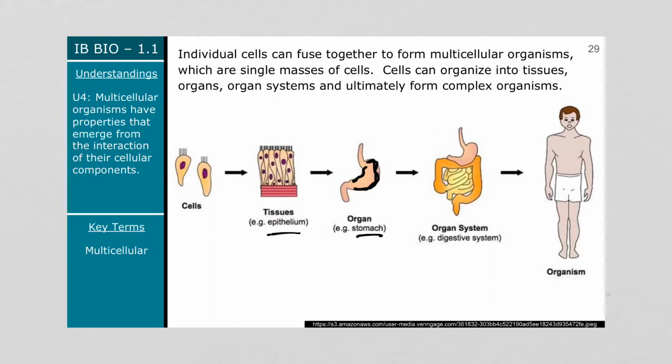The organ system that the stomach is a part of is the digestive system, and then multiple organ systems work together to make up an organism. So cells make up tissues, tissues make up organs, organs make up organ systems, and organ systems make up organisms.